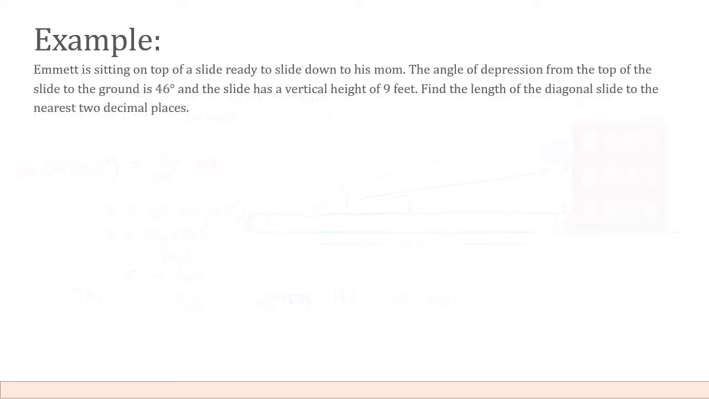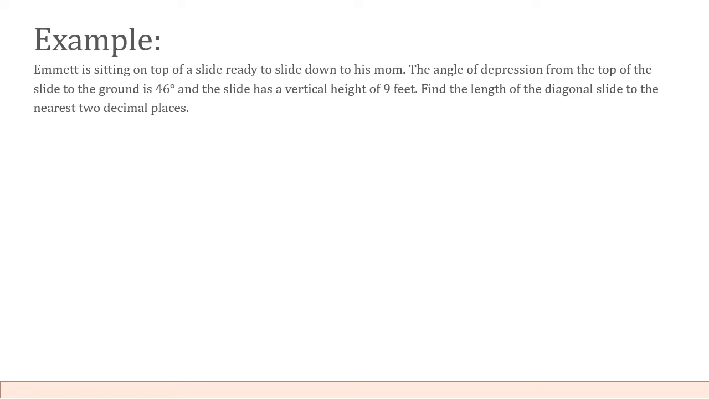Let's take a look at another example. In this example, Emmett is sitting on top of a slide, ready to slide down to his mom. The angle of depression from the top of the slide to the ground is 46 degrees, and the slide has a vertical height of 9 feet. Find the length of the diagonal slide to the nearest 2 decimal places.